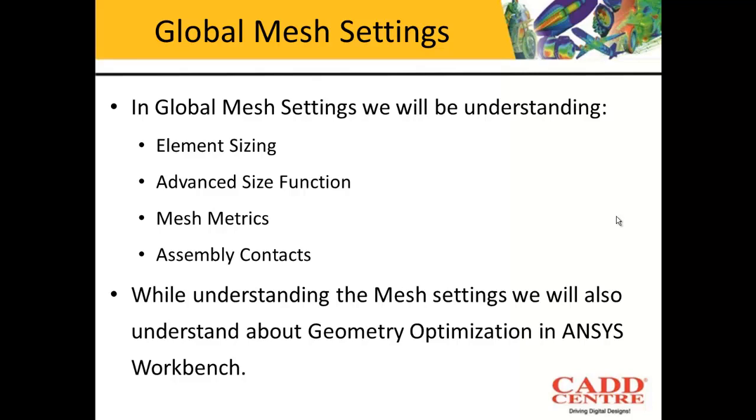And then we will talk about how to assign the assembly contacts. That is, when we are working with assemblies, how to give the contacts between the two bodies that are available in the assembly. And the another topic that we will be discussing about in mesh settings is how to optimize the geometry. So geometry optimization is another topic that we will be learning.